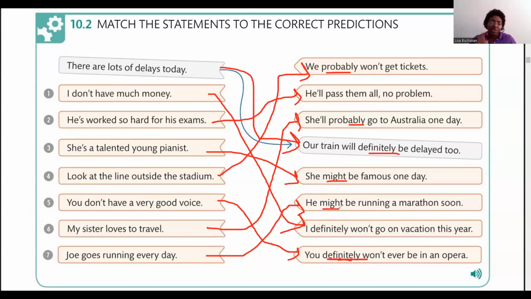So again, you have to use the right one to convey the idea of the right likelihood. You can't just always say it will happen. That is sometimes not enough. Is it probably? Is it might? Is it definitely? Definitely won't. You have to make sure that you're using the correct words to show the prediction. Okay, so let's continue.